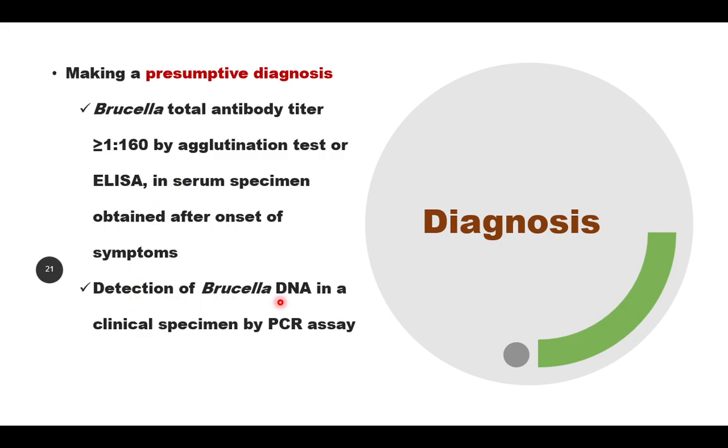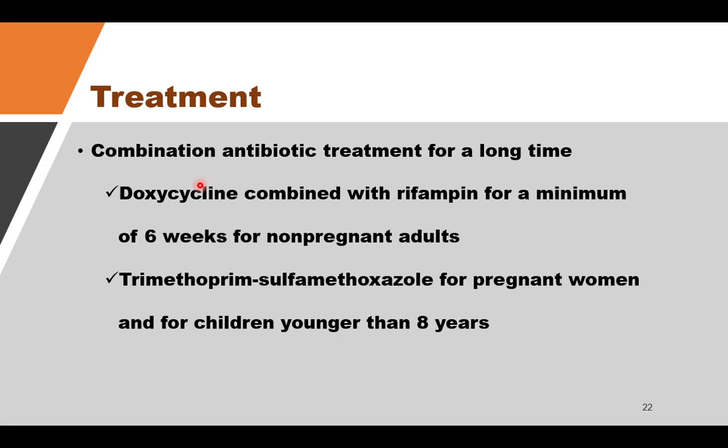Now, detection of Brucella DNA in clinical specimens by PCR, this usually doesn't occur in endemic countries, because remember, these are low to middle income countries where you don't have enough robust laboratory support. Usually, this occurs in patients who have returned to their high income countries, and samples were collected and then are saved there. So we talk of presumptive diagnosis, we talk of definitive diagnosis, and we talk of clinical diagnosis, which is more of a suspicion than a diagnosis.